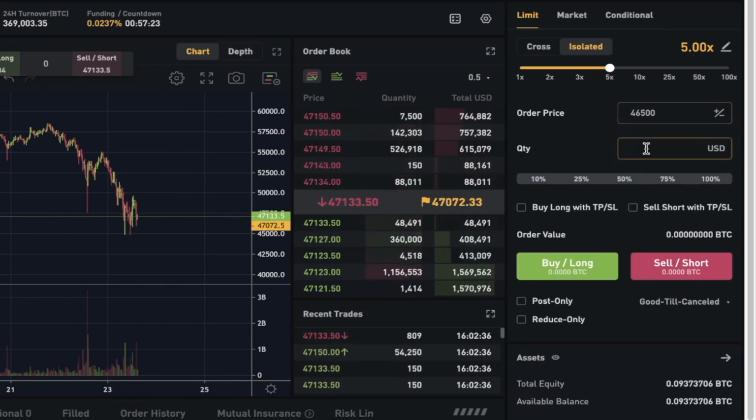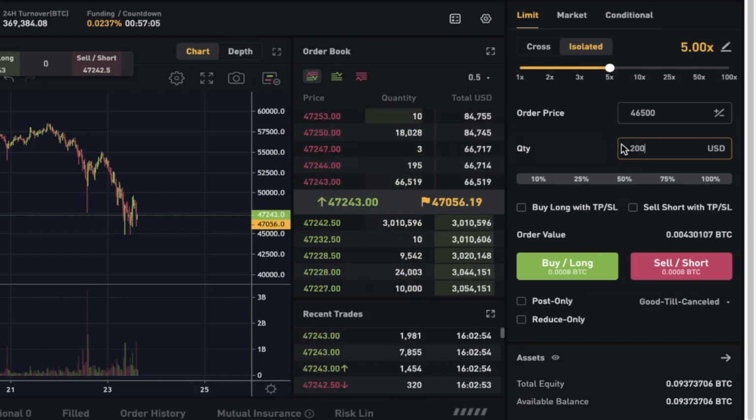The quantity of contracts in US dollars, say you want to put 200, and now you want to choose your isolated margin. You can go from 1x to 100x. 100x and 50x I do not recommend, because if not, your liquidation price will be very close to your entry point. So say you want to do a 5x here into this entry point.